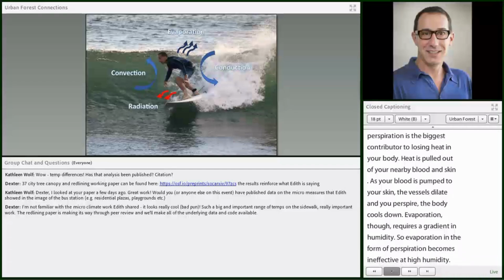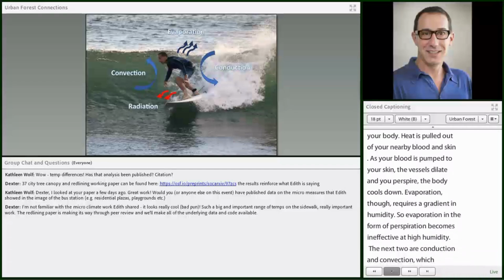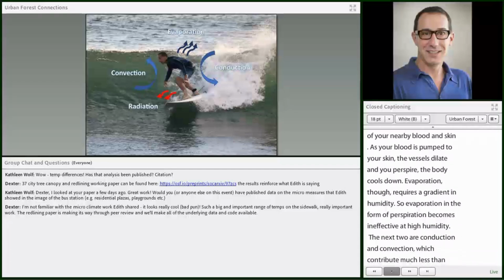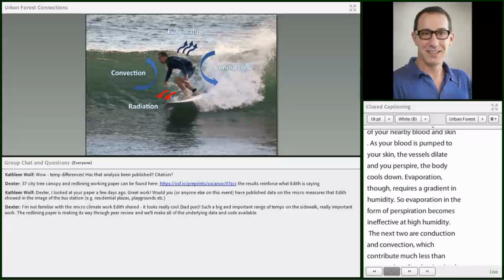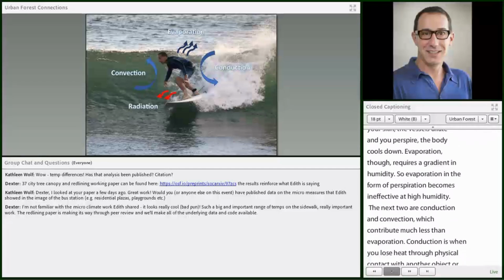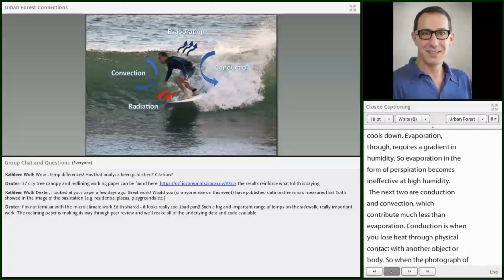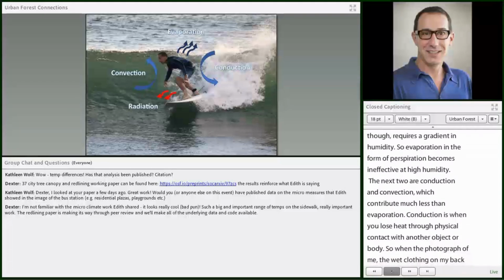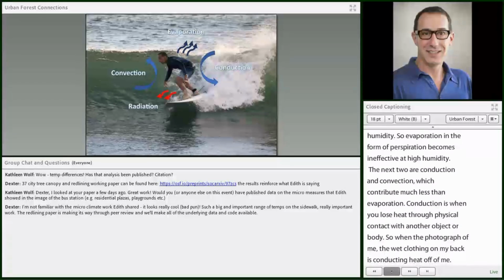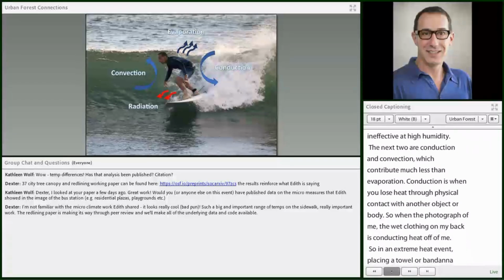Conduction is when you lose heat through physical contact with another object or body. So in this photograph of me, the wet clothing on my back is conducting heat off of me. So in an extreme heat event, placing a towel or a bandana against your skin that's wet to help absorb some of this perspiration is something we all naturally do, and this continues the cooling process.